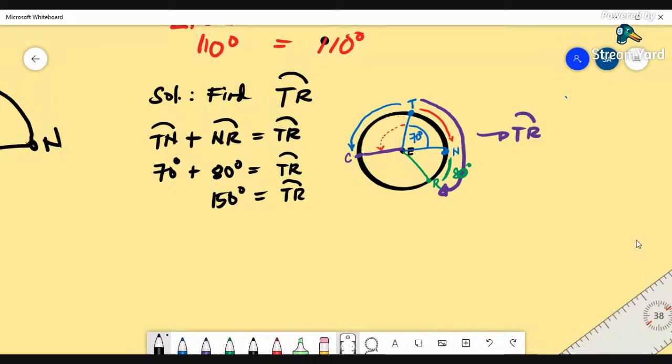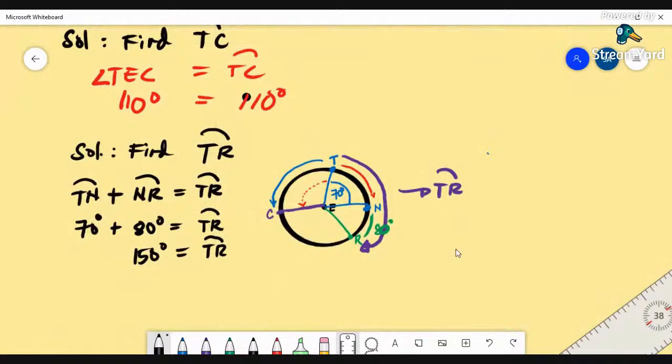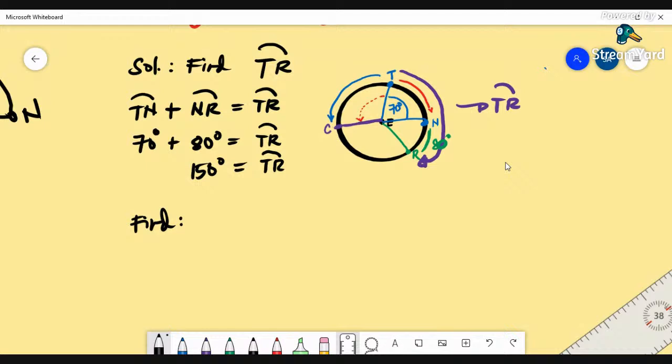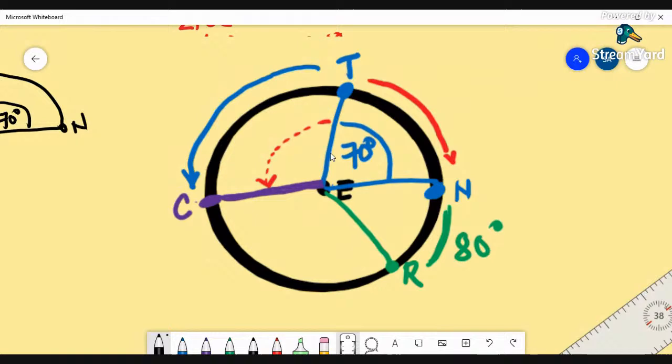Next, let's solve the other one. NTR. So let's find for NTR. Find arc NTR. So arc NTR. Paano natin siya hanapin? Nasaan ba yung NTR? So NTR.